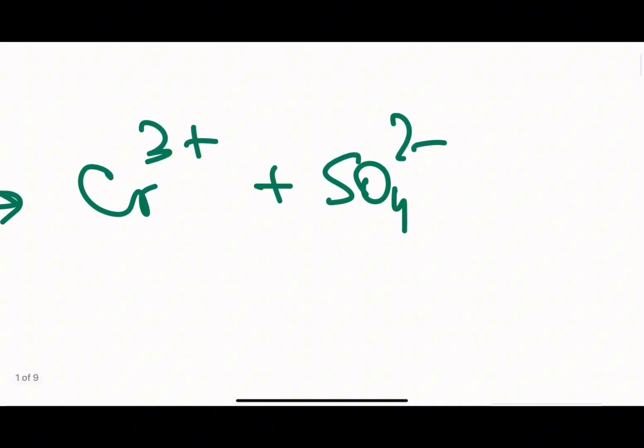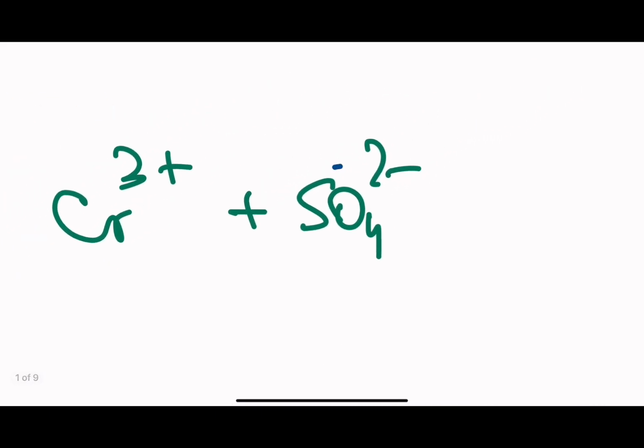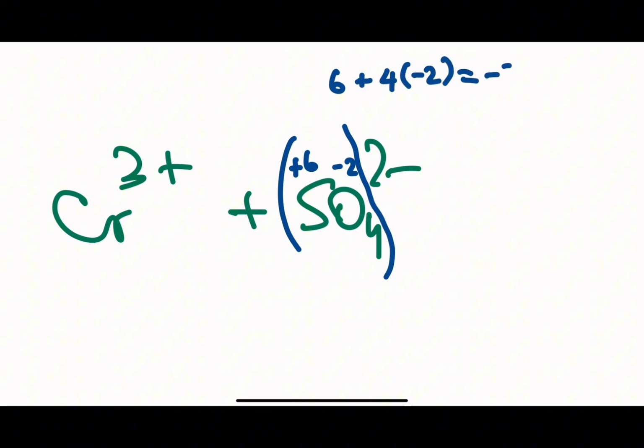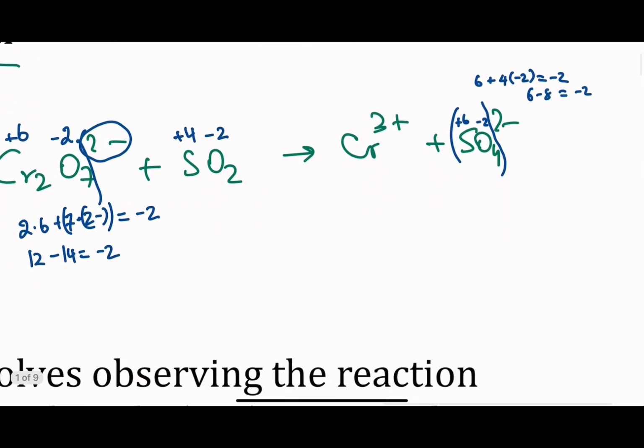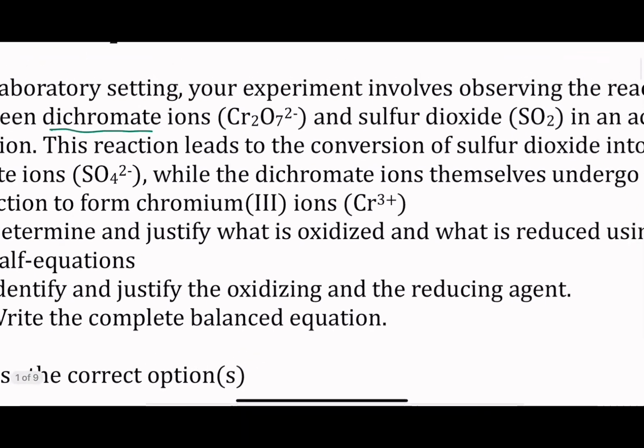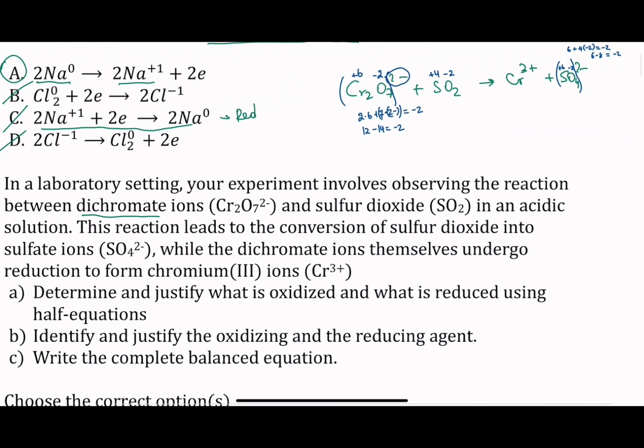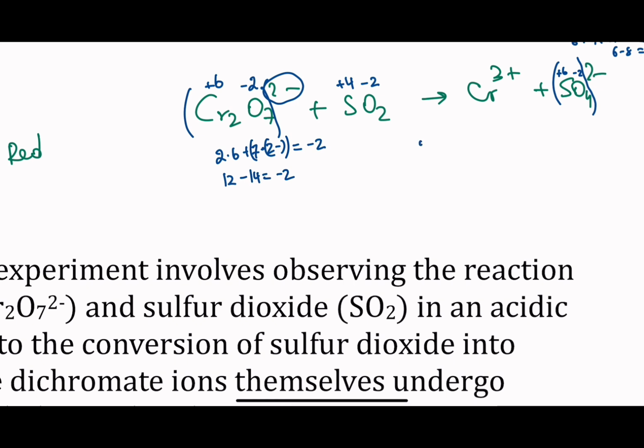And then from here we know that oxygen is -2 again, and this is the polyatomic ion. And if you do the calculation, you would find that this is a +6, meaning 6 plus 4 times -2 gives you -2, which is 6 minus 8, it is -2. Now we found all of the components and the chromium is given to us. Now what they are asking in the bottom, determine and justify what is oxidized and what is reduced. Now I know that chromium went from +6 to chromium 3+.